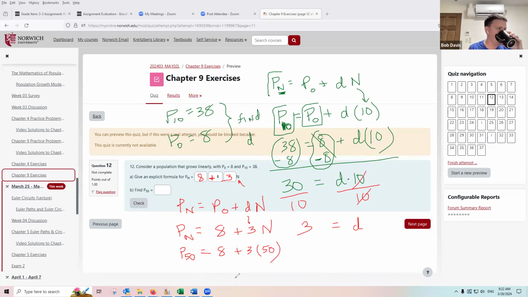Okay. And now that you have this explicit formula, you could calculate P sub 230 or P sub 88, right? Whatever the subscript is, you would just plug that in for n in the equation and you would have the answer. Got it. Okay. Thank you.